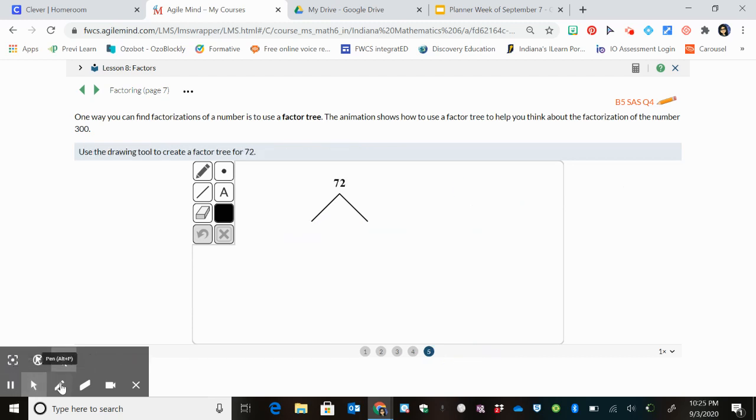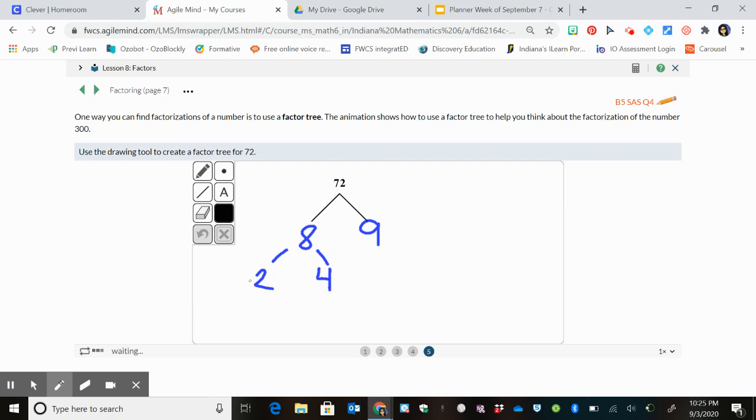Let's try one more. Let's look at 72. Well, I know my facts, and I know that 8 times 9 makes 72. Now notice that 8 and 9 are both composite, so I'm going to have to break down each number into its own branches. So let's start with 8. I know that 2 times 4 make 8.